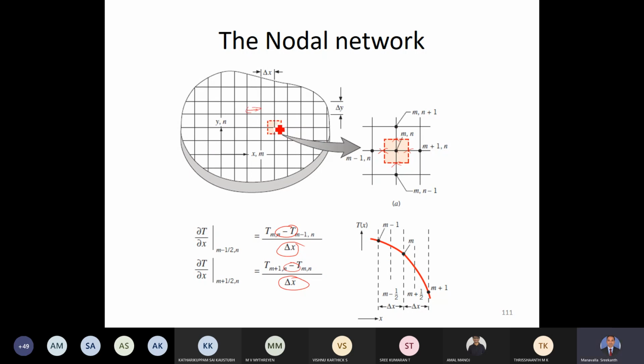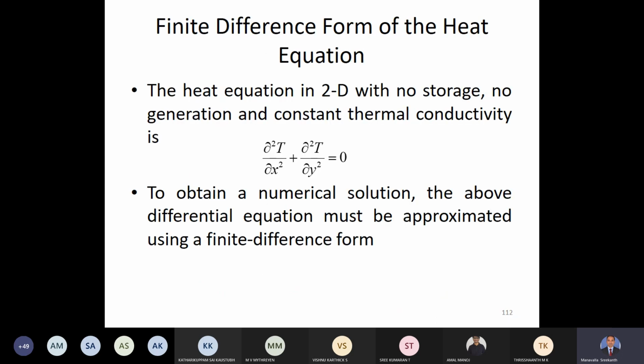Now, if you want more accuracy, you break this into much finer, much smaller squares. Then the delta x will be much smaller, and you'll get better accuracy. But then you will see there are some other problems coming up. So what we have seen till now is we have extended the concepts to a two-dimensional case, and you can see dou t by dou x is written like this at different locations. Dou t by dou x at m plus half, n is written in terms of temperatures and delta x.